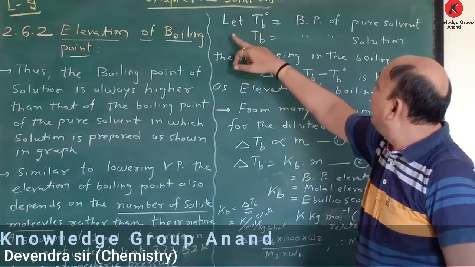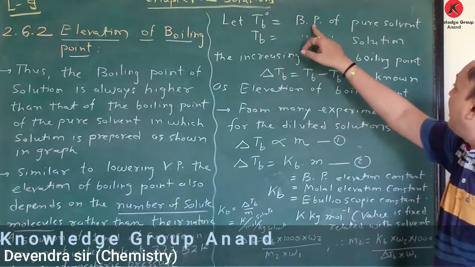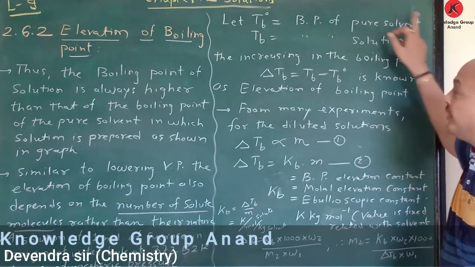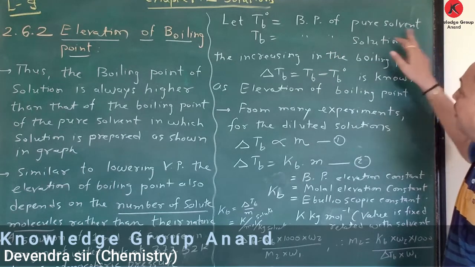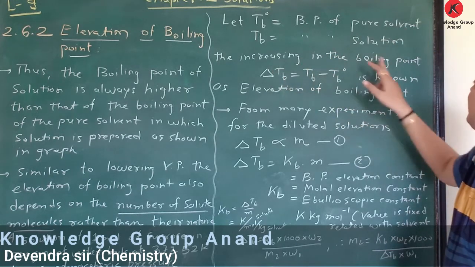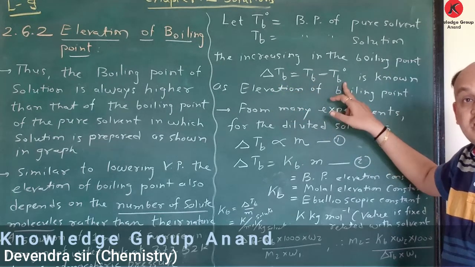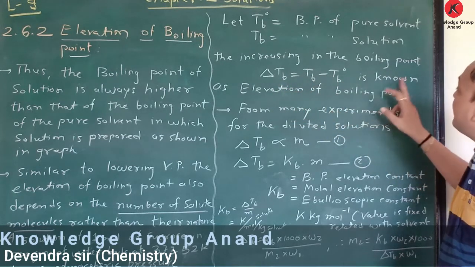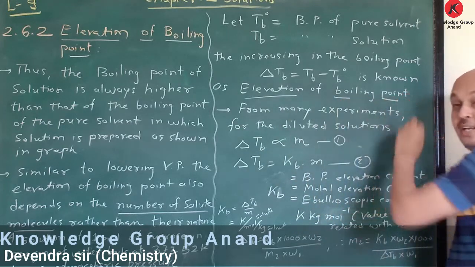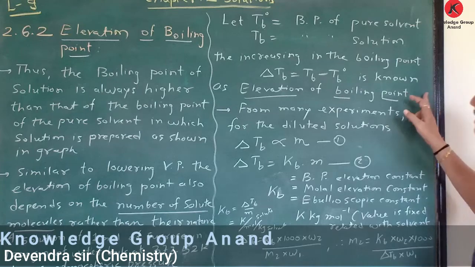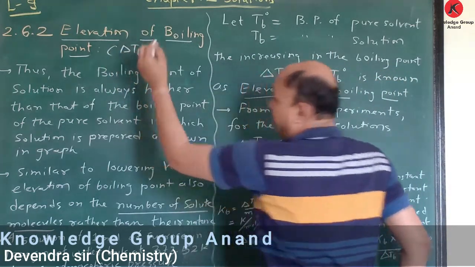So here let TB0, which is shown in the graph, be the boiling point of the pure solvent, and TB the boiling point of the solution. So the increase in the boiling point, delta TB is equal to TB minus TB0, is known as the elevation of boiling point. This is very important, and that elevation of boiling point is nothing but delta TB.